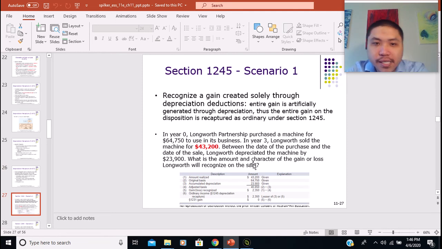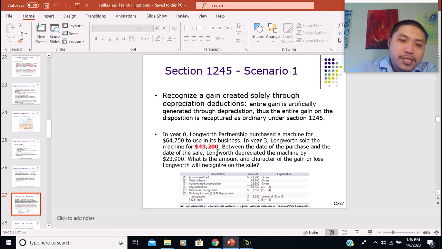So the first case, recognize a gain created solely through a depreciation deduction. As I said, in this case, there's no gain generated by the appreciation in value of the asset. So 100% of the gain recognized is artificially generated through depreciation, and that's why the entire gain is going to be treated as ordinary gain under Section 1245. Let's look at this case. I took this example from one of the homework problems, so I hope that's going to help you guys with the homework, right?